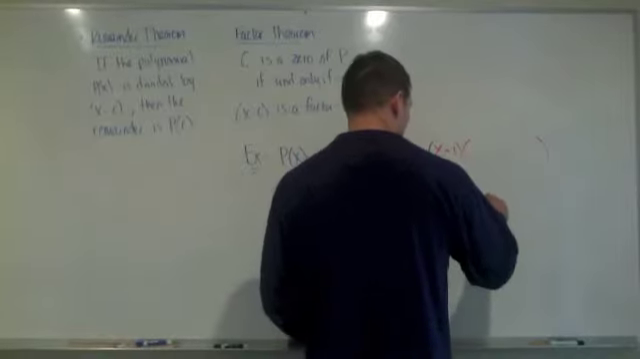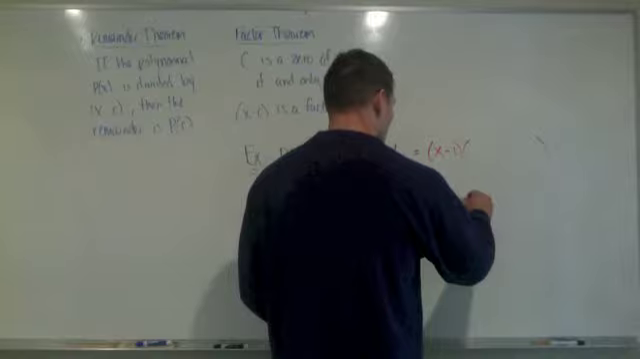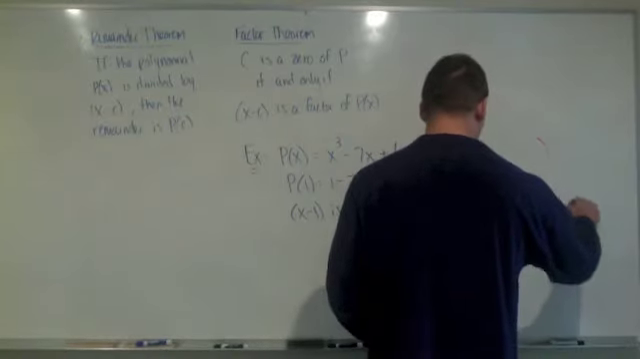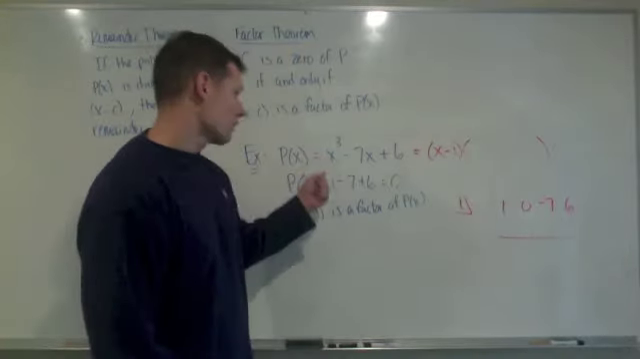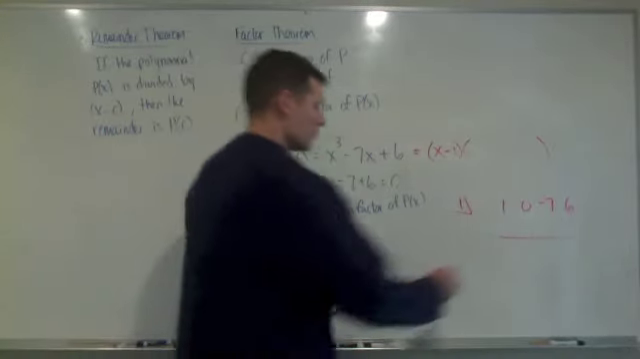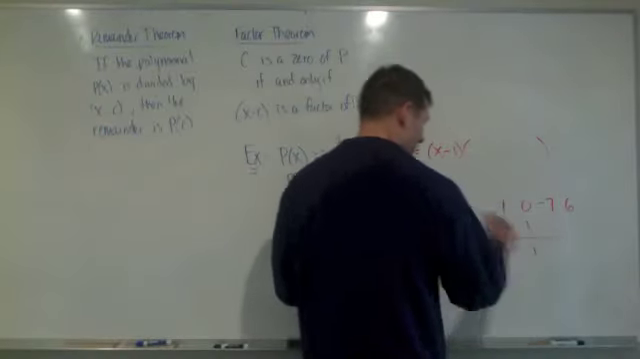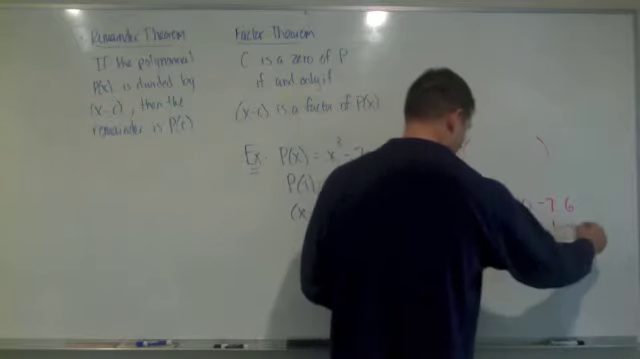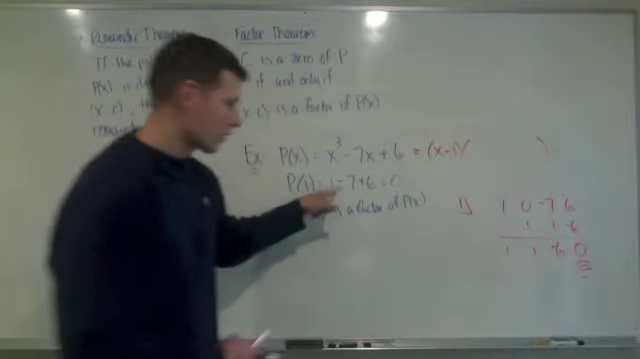In this case synthetic division might be easier. I'd put 1 in a box. I'd go 1, 0, negative 7, 6. Draw my line. Put down a 1. 1 times 1 is 1. Add down 1. 1 times 1 is 1. Add down negative 6. 1 times negative 6 is negative 6. Remainder better be 0, otherwise you did your math wrong over here.